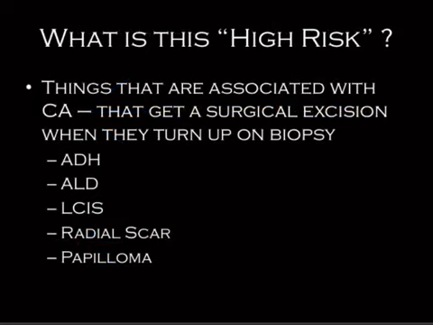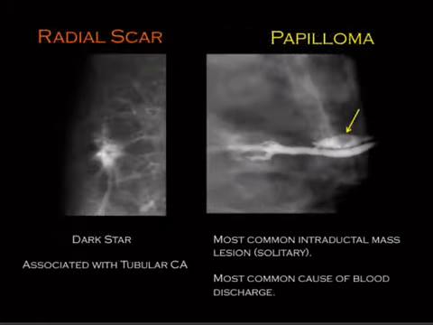So what are these high-risk lesions? These are things that are associated with cancer. They're not cancer, but they're associated with cancer, and they're going to get a surgical excision when they turn up on your biopsy. And they're just things you have to memorize. There's 5 of them: ADH, ALH, LCIS, radial scar, and papilloma. And I'm going to mention just a couple of trivial points about radial scar and papilloma. Radial scar, as I mentioned before, is in this dark star differential, and it's associated with tubular cancer. That's the two things you need to know about it.